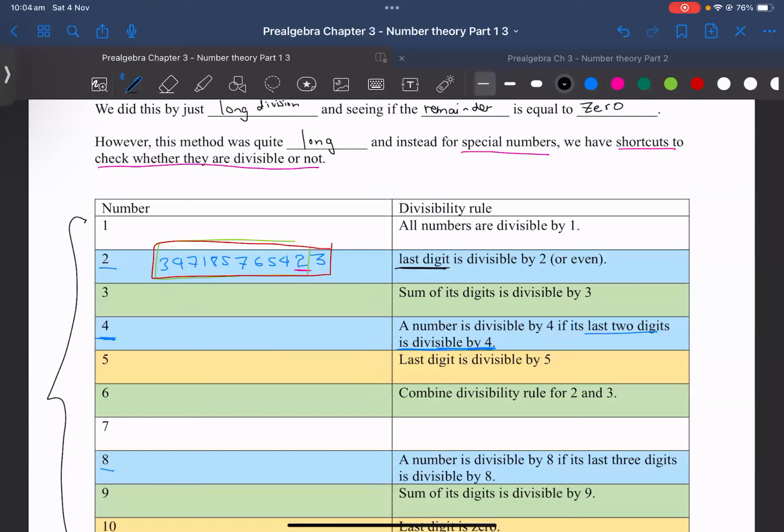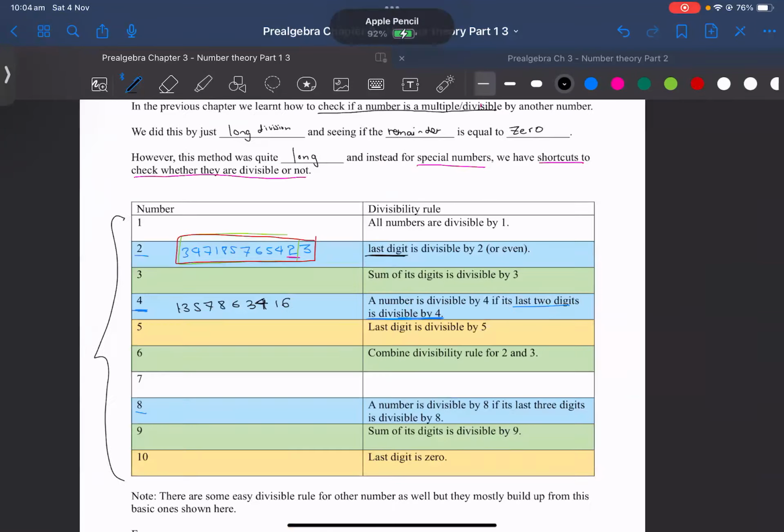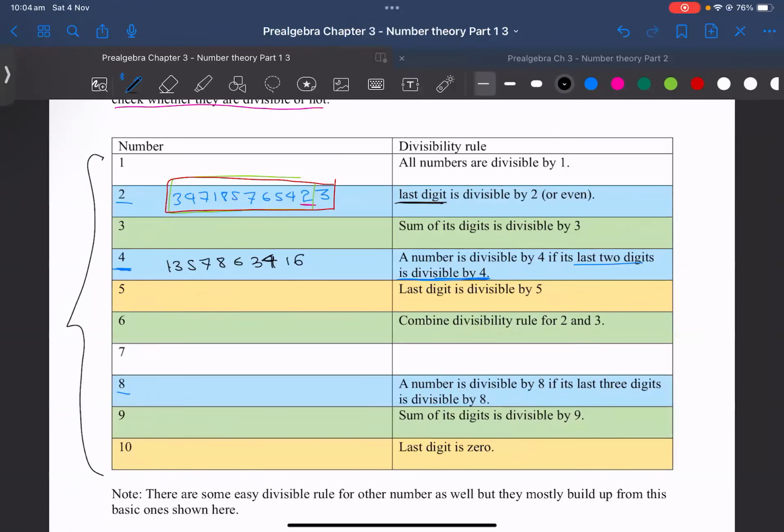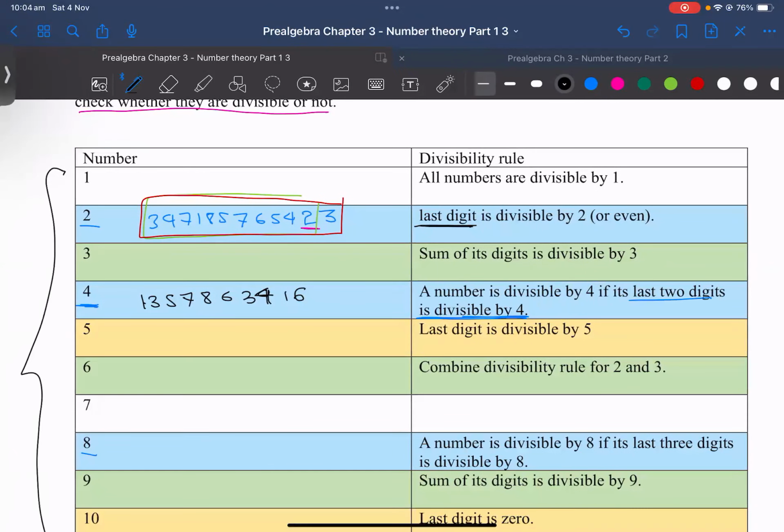So what I mean by that is, if I give you a really long number, 1, 3, 5, 7, 8, 6, 3, 4, 1, 6, is this divisible by 4? Let's do it together, right? Do you guys think this is divisible by 4? What do we need to check? Yes, the last 2 numbers, which are 16. Yep, very good. Last 2 digits 16.